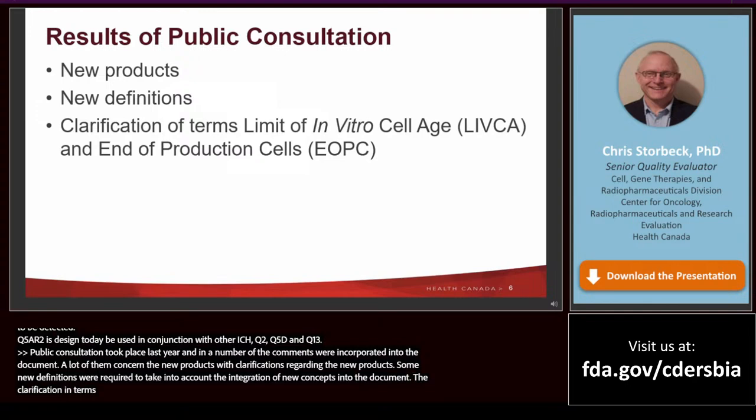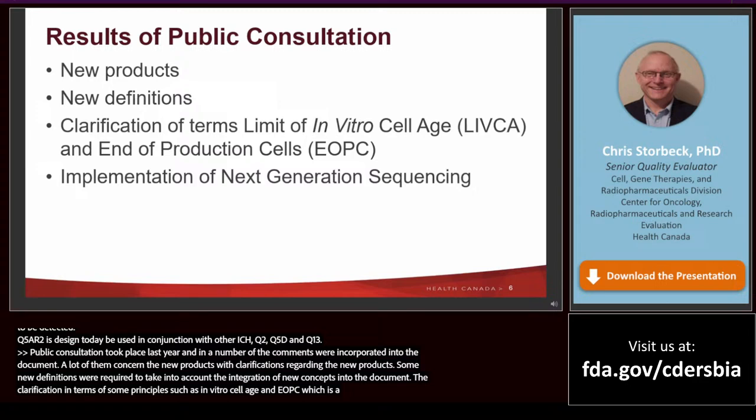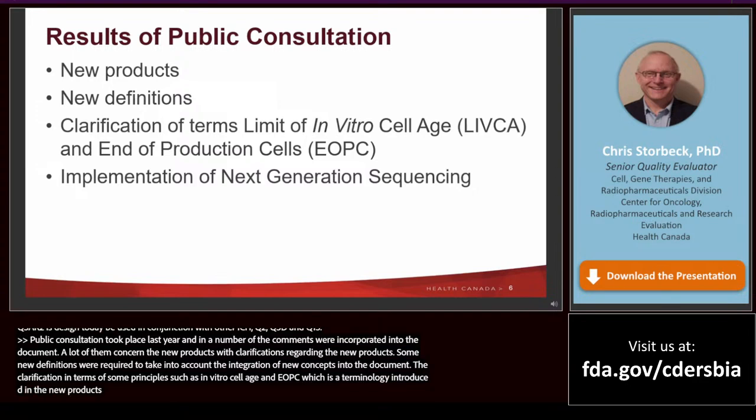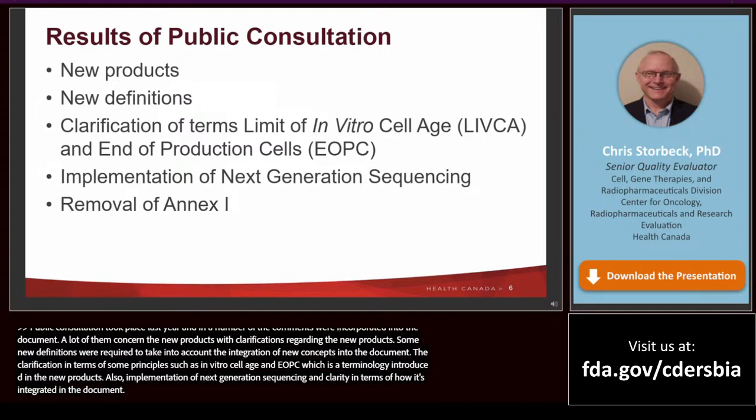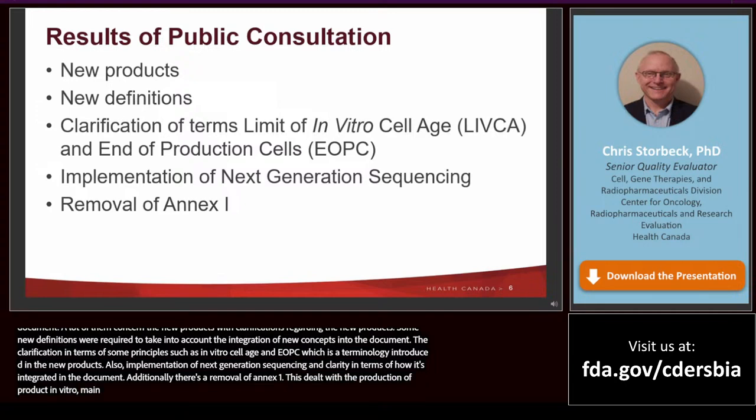Clarification in terms of some principles such as in vitro cell age and end of production cells, which is terminology that was introduced with the new products. Also implementation of next generation sequencing and some more clarity in terms of how that is being integrated into the document. Additionally, there was a removal of Annex 1, and this annex dealt with the production of product in vivo, namely ascites fluid, and this was removed.